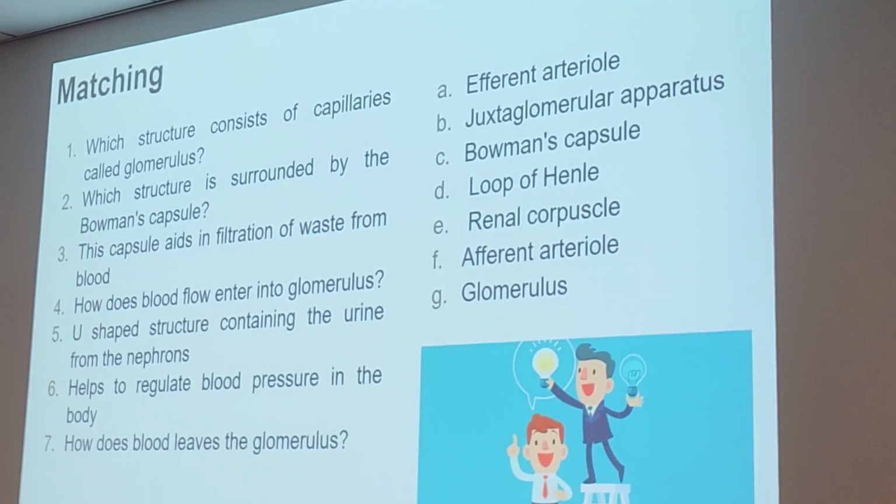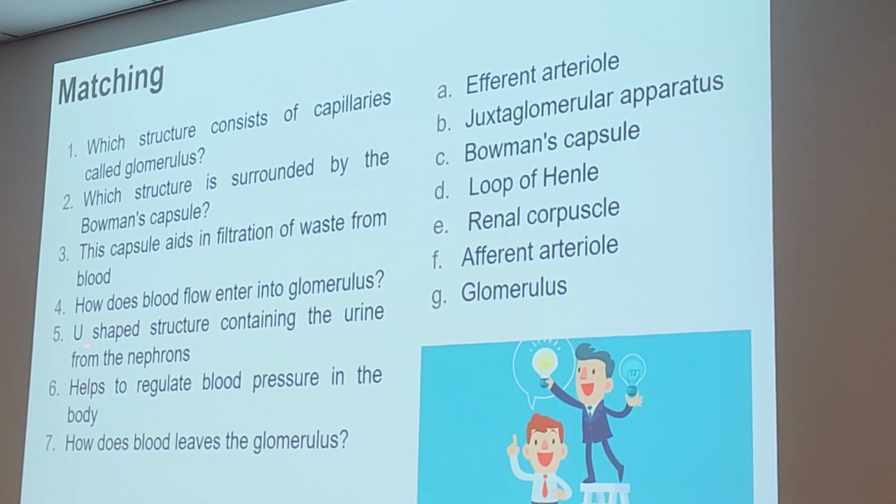How does blood flow into the glomerulus? The afferent arteriole. Okay. This U-shaped structure containing the urine from the nephrons. U-shaped. The loop of Henle.